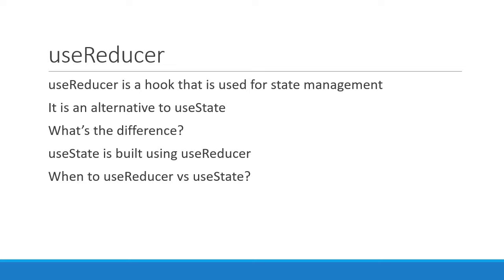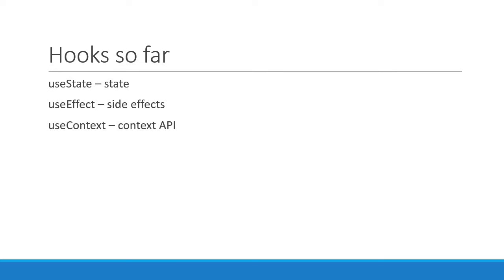Next, let's move on to the topic about reducers. All the hooks we have learned so far kind of have a meaning behind their names. UseState is related to state, useEffect is related to side effects, and useContext is related to the context API, which means useReducer is related to reducers. But what is a reducer?